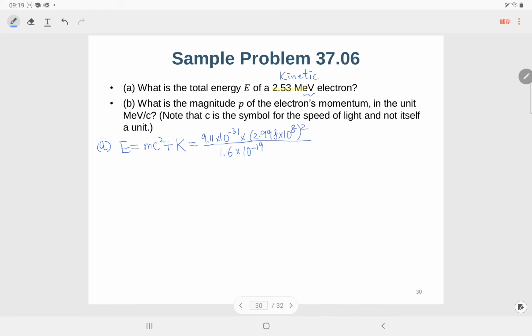So this is mc squared and then plus 2.53 times 10 to the 6th power. So the answer will be 3.04 mega eV. So this is very simple. And then the next one, we calculate the momentum.